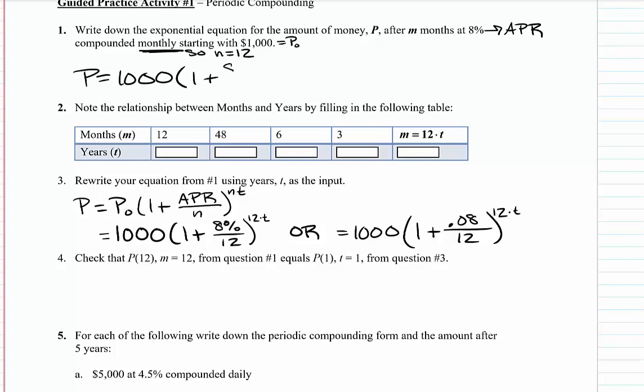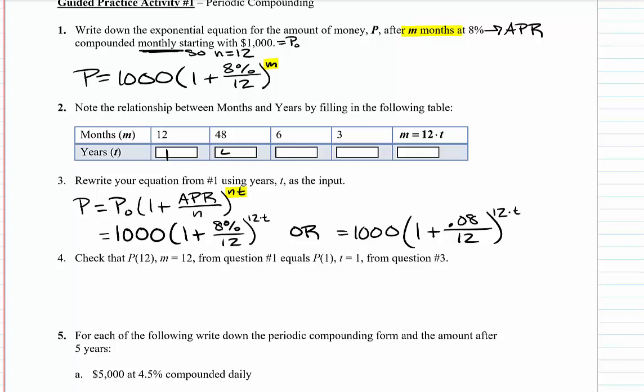So 8% or 0.08, everything will be the same except there'll be an m in the exponent. That's the only difference. So I want you to compare, contrast that with nt. And I'm going to fill in this table in part 2 here to help you understand why these are in fact the same thing. So 12 years is equivalent to 12 months is equivalent to 1 year.